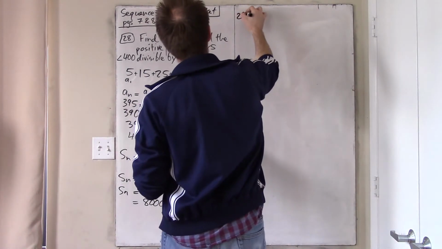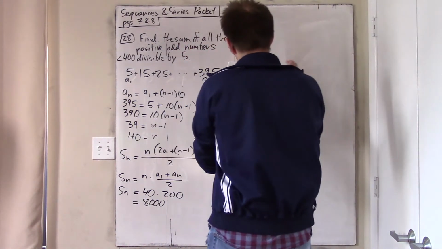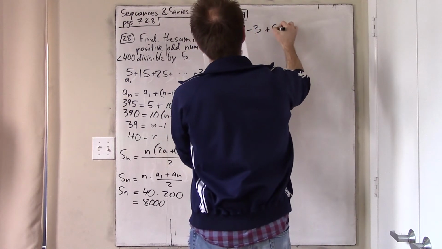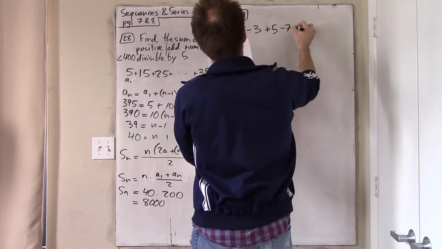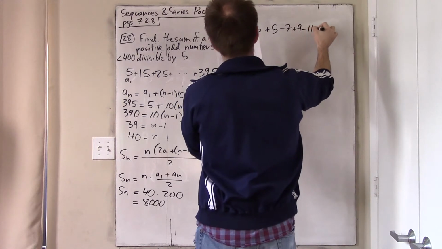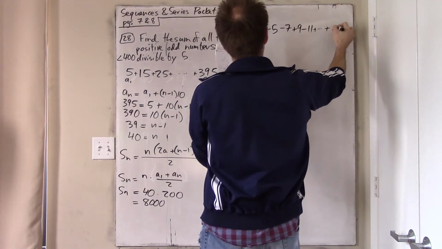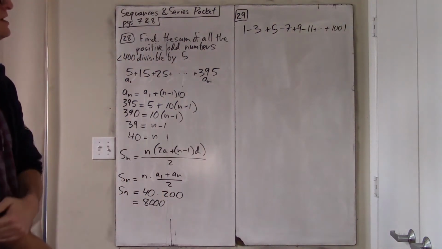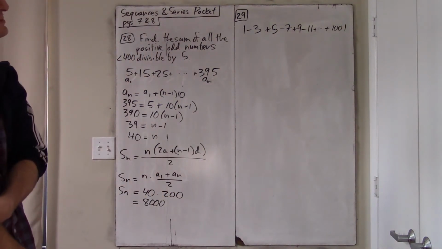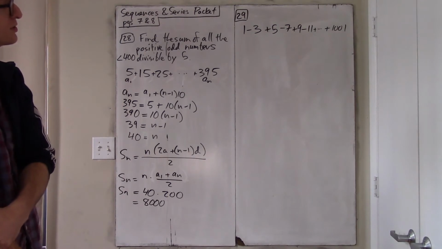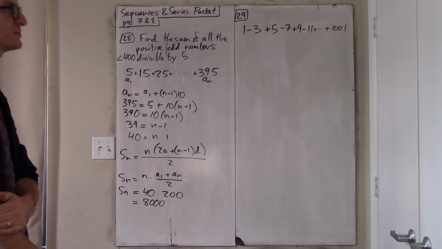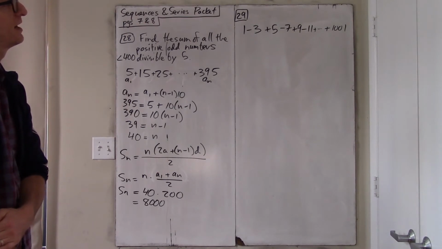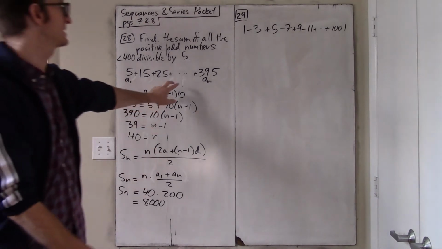Alright, 29, this is a cute little problem, which I think initially I did not the good way. So plus 5, minus 7, plus 9, minus 11, and then all the way out to plus 1001. And the question is, what is this? There are a couple ways to do this. One thing you could do is collect all the positive terms together, collect all the negative terms together, and sum them all up, sort of how we did here.